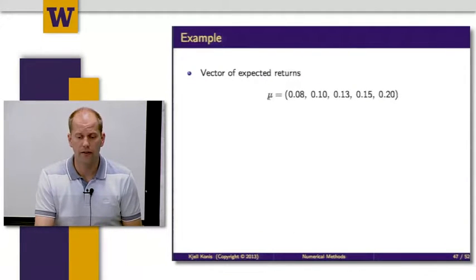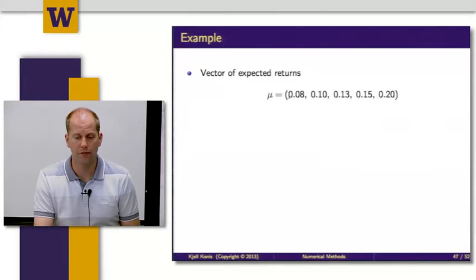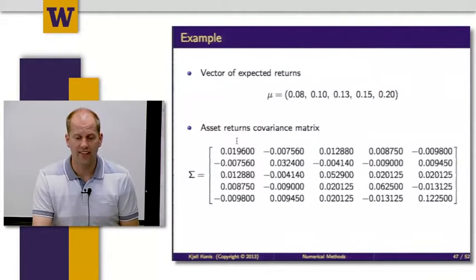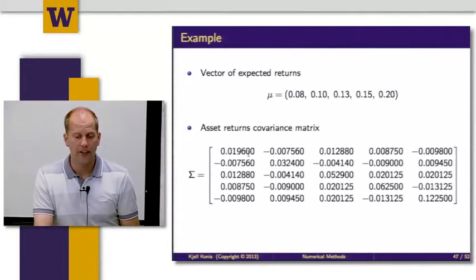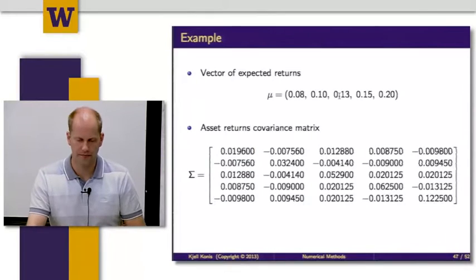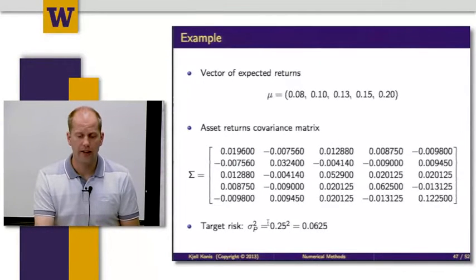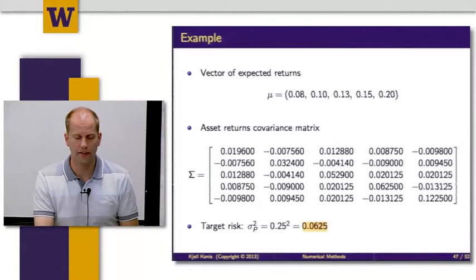So they used a 5-asset example with expected returns of 0.08 through 0.20. And the asset returns covariance matrix of this. So remember that these things are sort of on the order of mu squared. So that's why these are going to be so much smaller than what's going on here. And then the target risk was 25%. So the sigma squared p is going to be 0.25 squared, which is 0.0625.